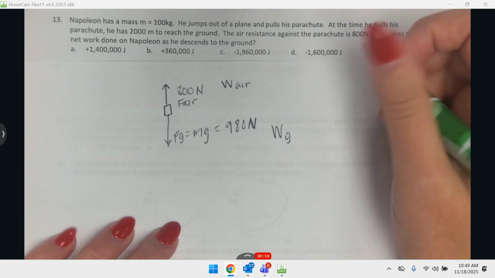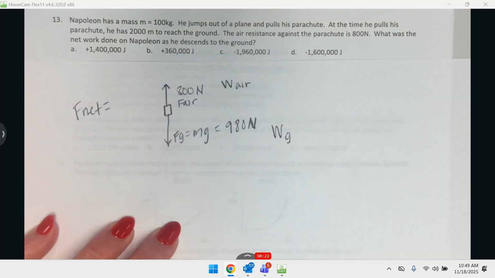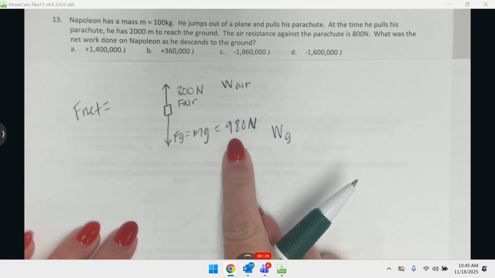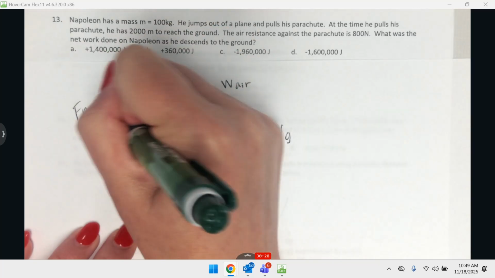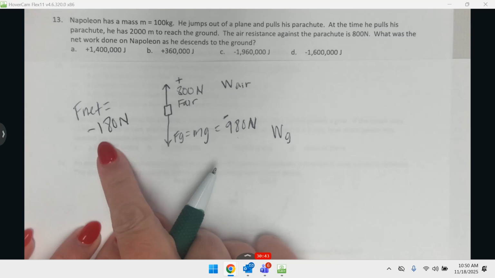That's what I would do. So F net here, my net force, because this is 800 up and this is 980 down, my net force is negative 180 newtons, or 180 newtons downward, because this is bigger than that. You're welcome to write 800 plus negative 980. Again, net force is the sum of your forces. I'm calling this one negative, and I'm calling this one positive. Okay, so that's how I got this.